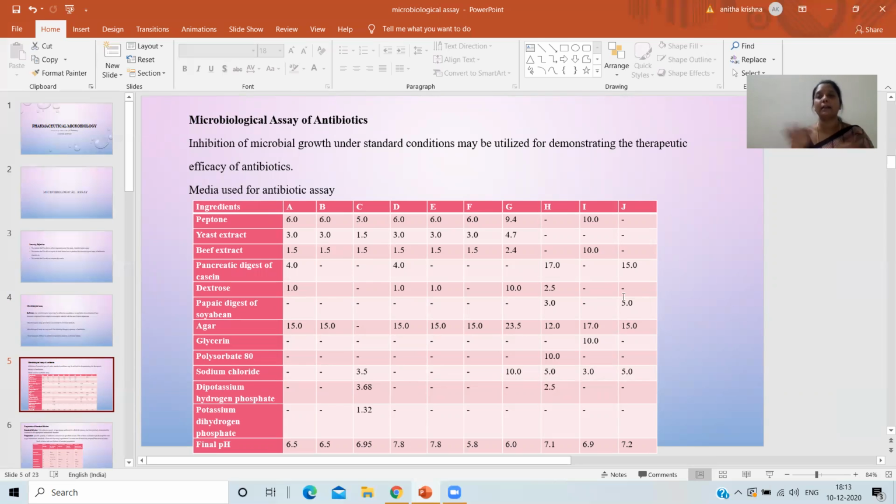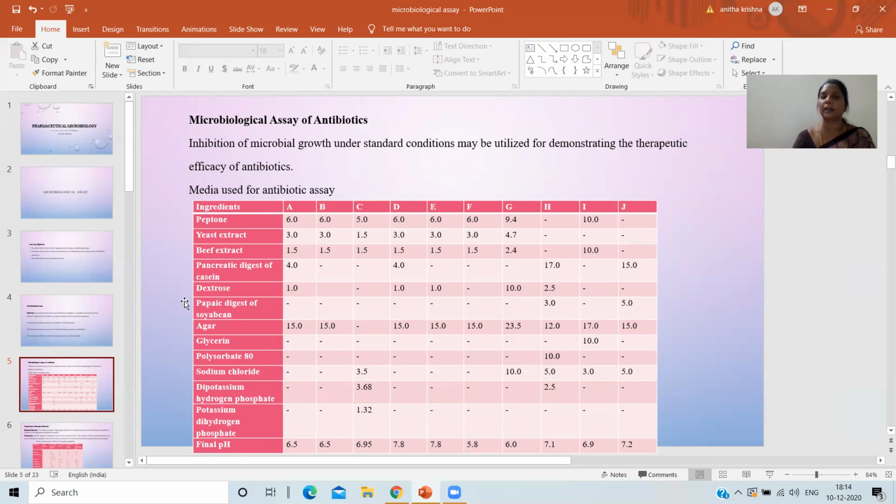So it is a comparative study. And the media which are generally used for these assays of antibiotics, this is the composition of the media. You have peptone, yeast extract, beef extract, pancreatic digest of casein, dextrose, agar, glycerin, polysorbate 80, sodium chloride, dipotassium hydrogen phosphate, potassium dihydrogen phosphate.